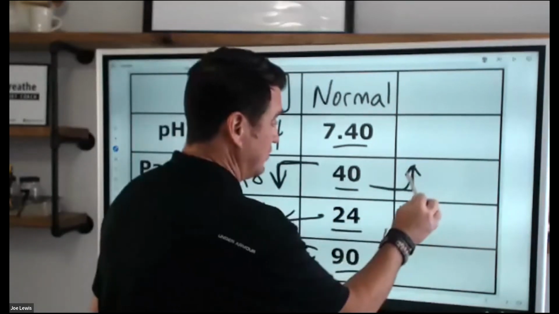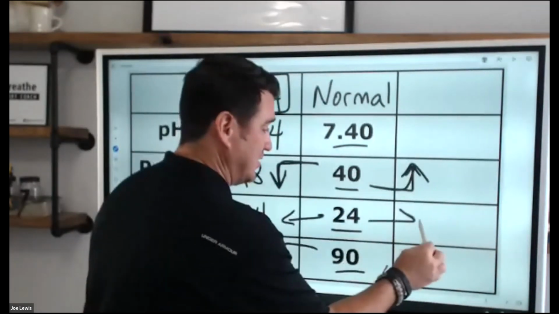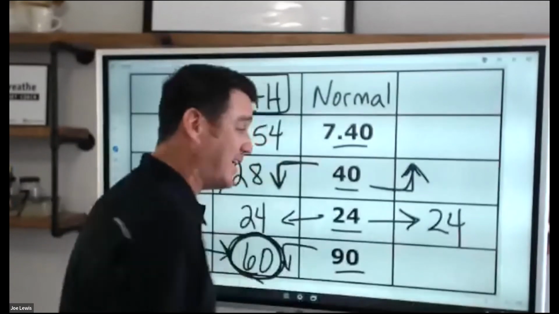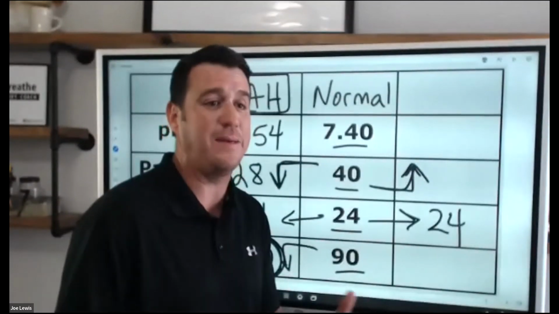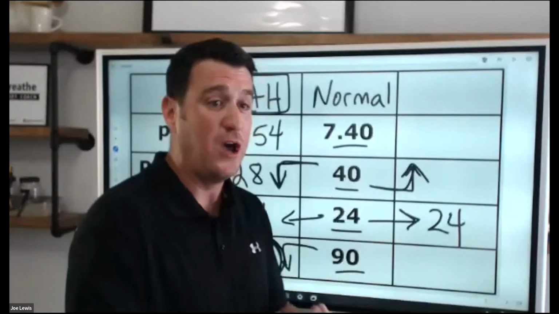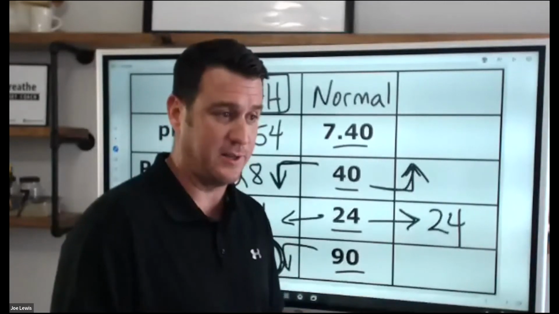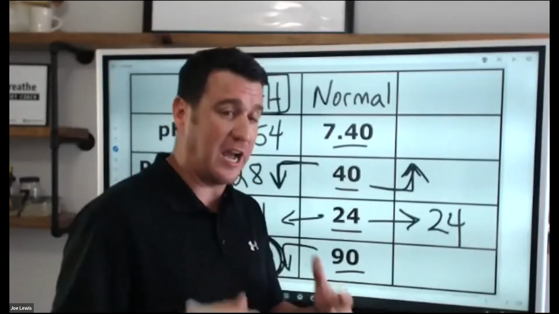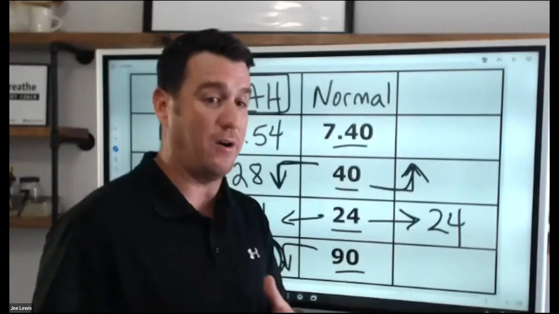So CO2 goes up. Bicarb does what? It stays the same here. Remember, bicarb doesn't move fast. It's like a heavyweight boxer. It's slow to move, but it's powerful when it does. But it's slow to move. So the compensation doesn't happen for a while.